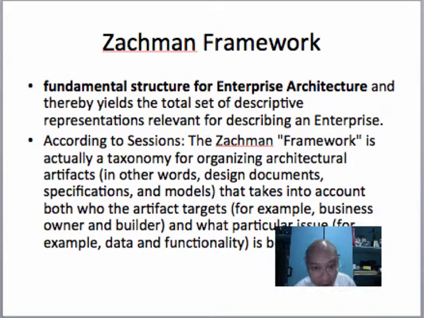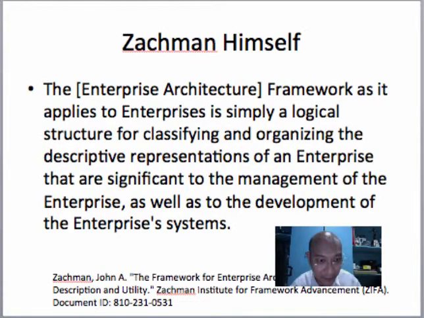So what did I get from my quick search? And I try my best to quote them directly. According to the official website of Zachman, it is the fundamental structure for enterprise architecture, and thereby yields the total set of descriptive representations relevant for describing an enterprise. Or, according to Sessions, the Zachman framework is actually a taxonomy for organizing architectural artifacts. In other words, design documents, specifications, and models that take into account both who the artifact targets are, for example, the business owner and builder, and what particular issue, for example, data and functionality, is being addressed.